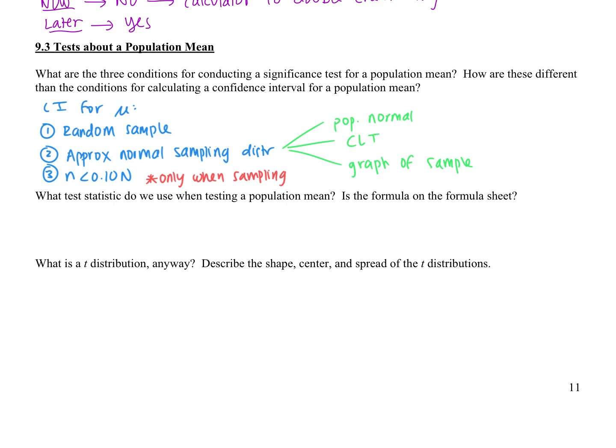Okay, all of those are for a confidence interval for mean. So we need to talk about what are the conditions for a hypothesis test or a significance test. Guess what? They're exactly the same. Exactly the same. So nothing new, you're checking the same assumptions.